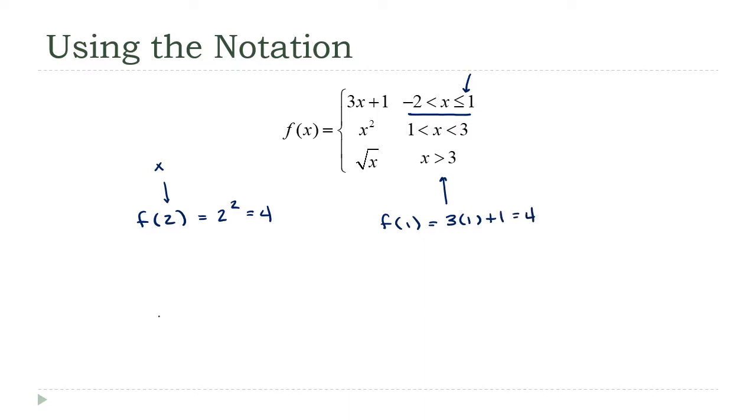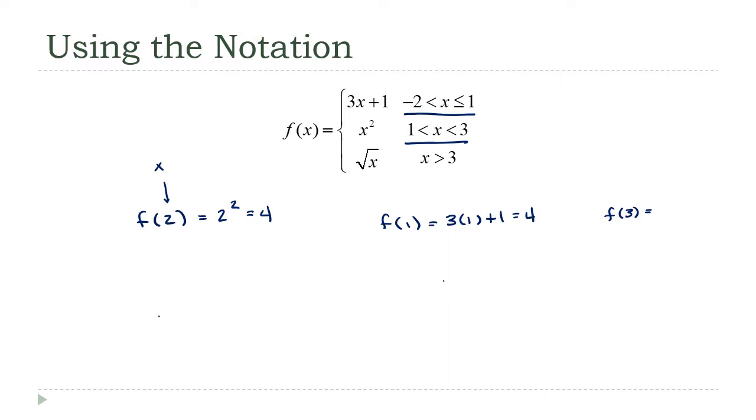All right, let's try one last one before we go and try to do some graphing. What is f of 3? Well, let's go through our questions again, right? Is 3 between -2 and 1? No. Is 3 between 1 and 3? Well, that's less than 3, not less than or equal. So no, it's not in there.